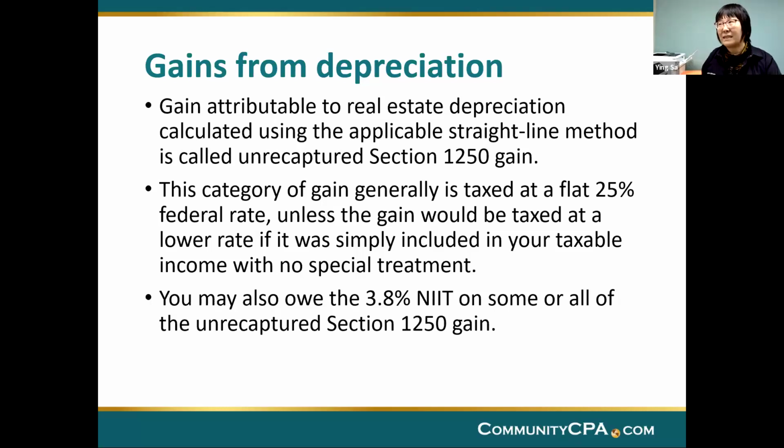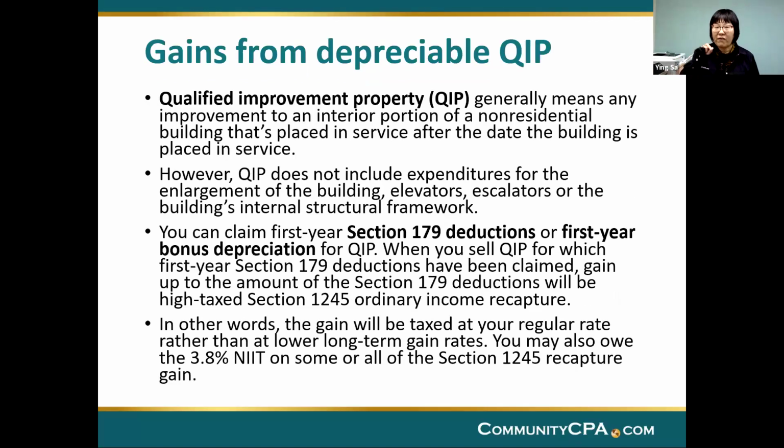So I'll give you an idea for 1250. This kind of gain is related to straight line depreciation, and this kind of gain is limited to 25%. So you don't go up to 37% like the 1245 type of gain. So let's look at what that type of gain is. Qualified improvement property generally means any improvement to an interior portion of a non-residential building that is placed in service. So that is a QIP kind of money you dumped in.